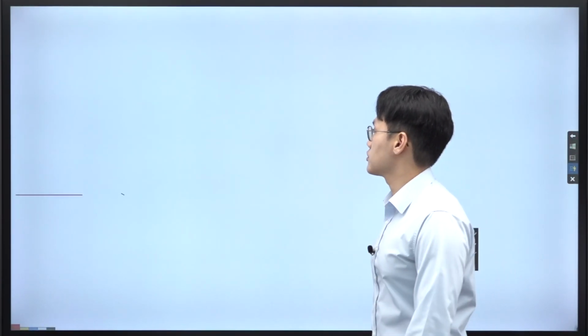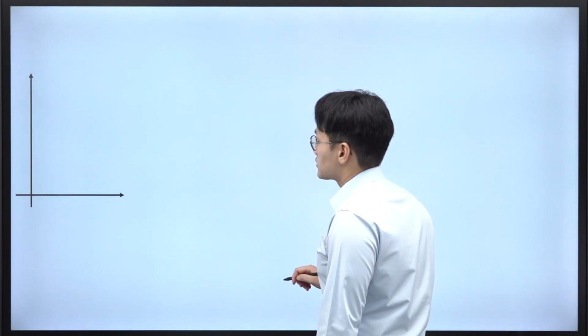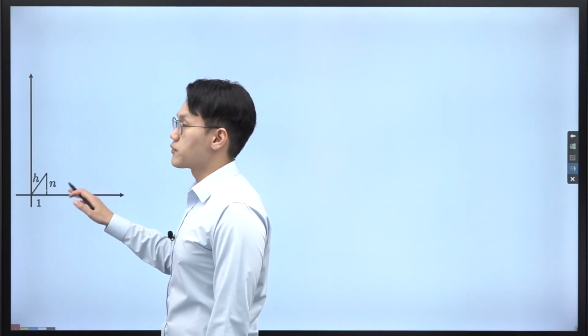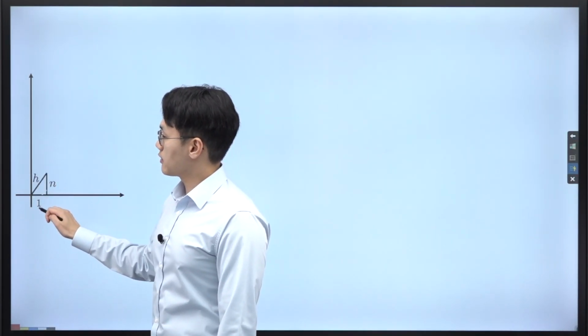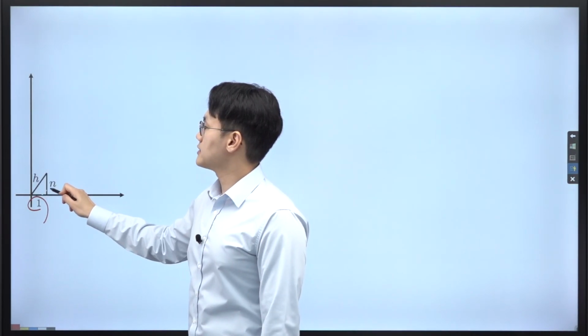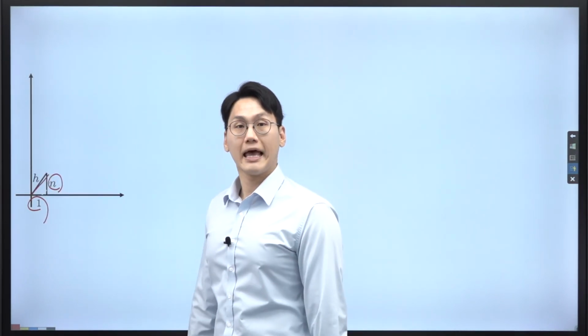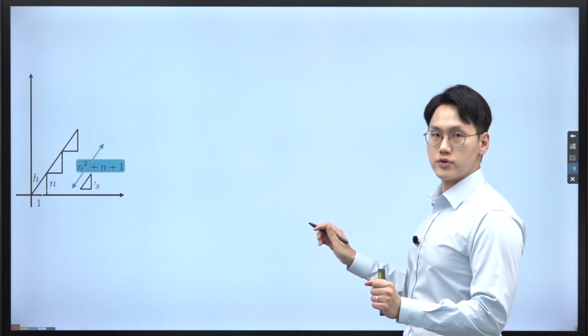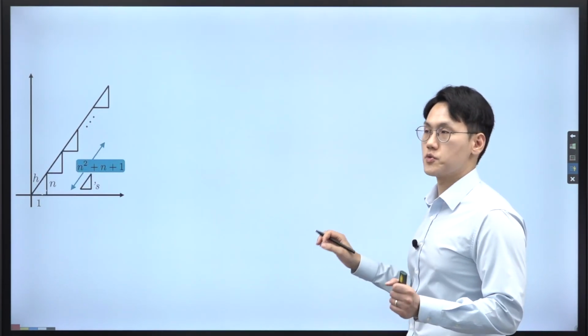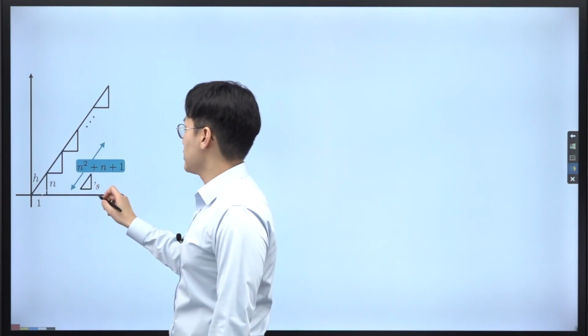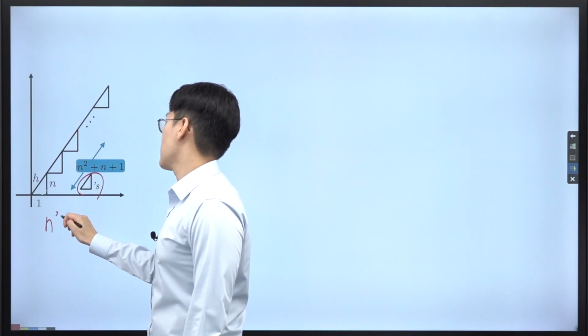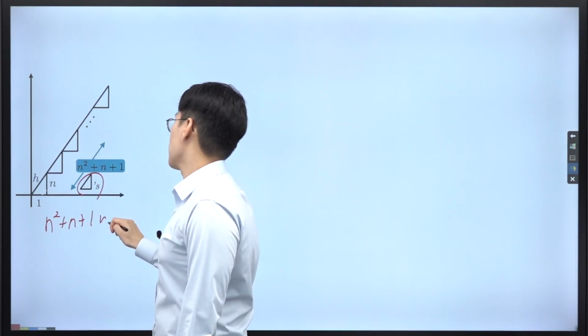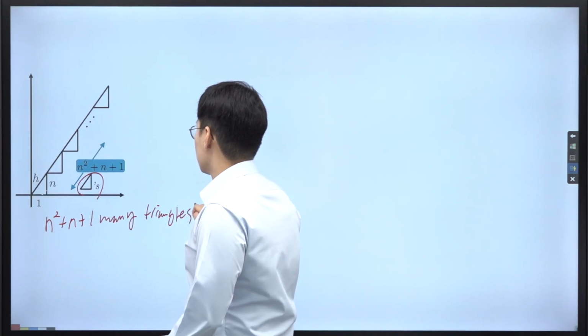So let's quickly show you using the right angle triangle. Here what I've just prepared for you is a right angle triangle with the base length as 1, opposite as n, and the hypotenuse as h, okay? So what I've then tried to do is to create n squared plus n plus 1 many of them. Now, how many of these? I got n squared plus n plus 1 many right triangles. All right. So what does that do?